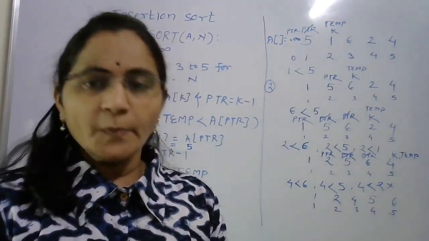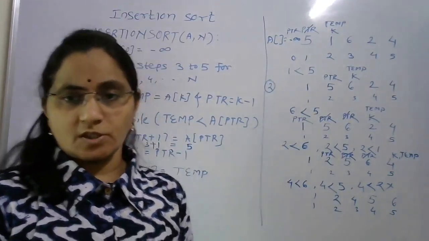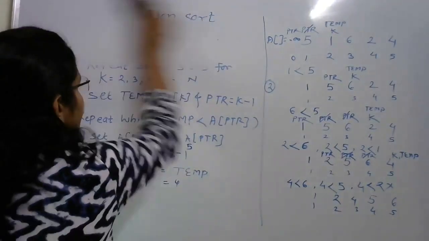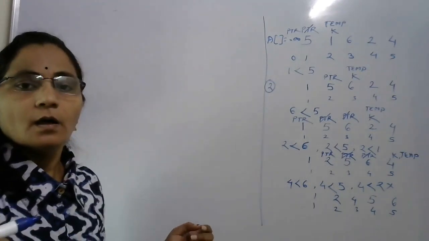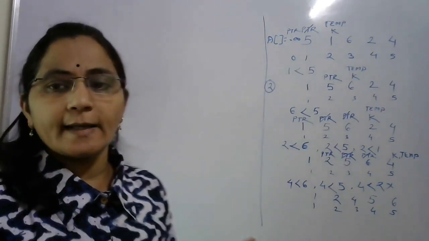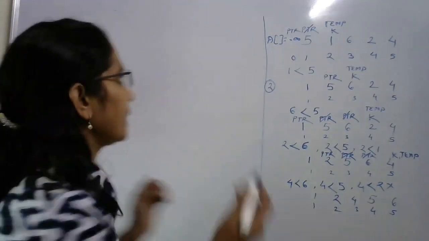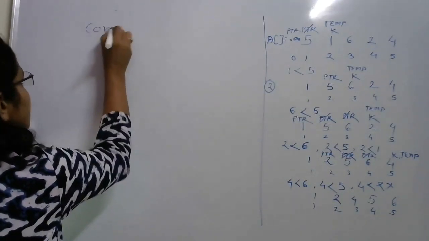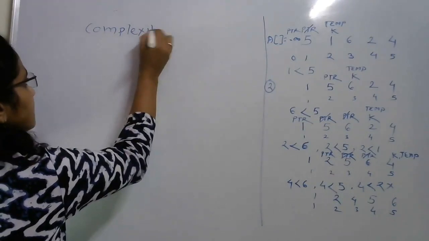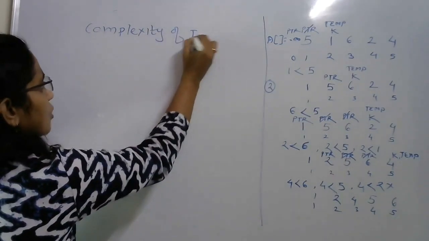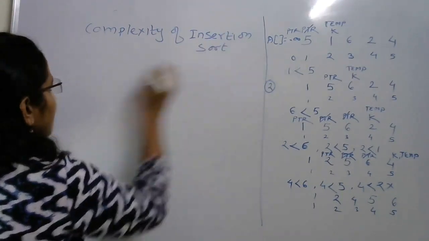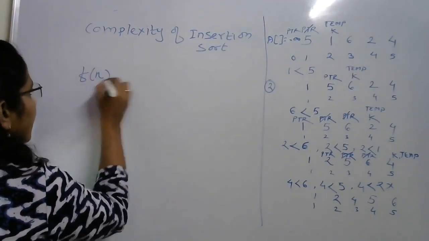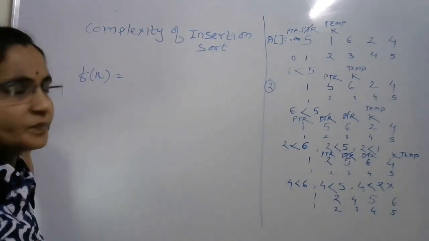Now we see the complexity of insertion sort. What do you mean by the complexity of insertion sort? The complexity is the number of comparisons required to arrange all the elements or data items in ascending order. Generally the number of comparisons is denoted with the function f of n.